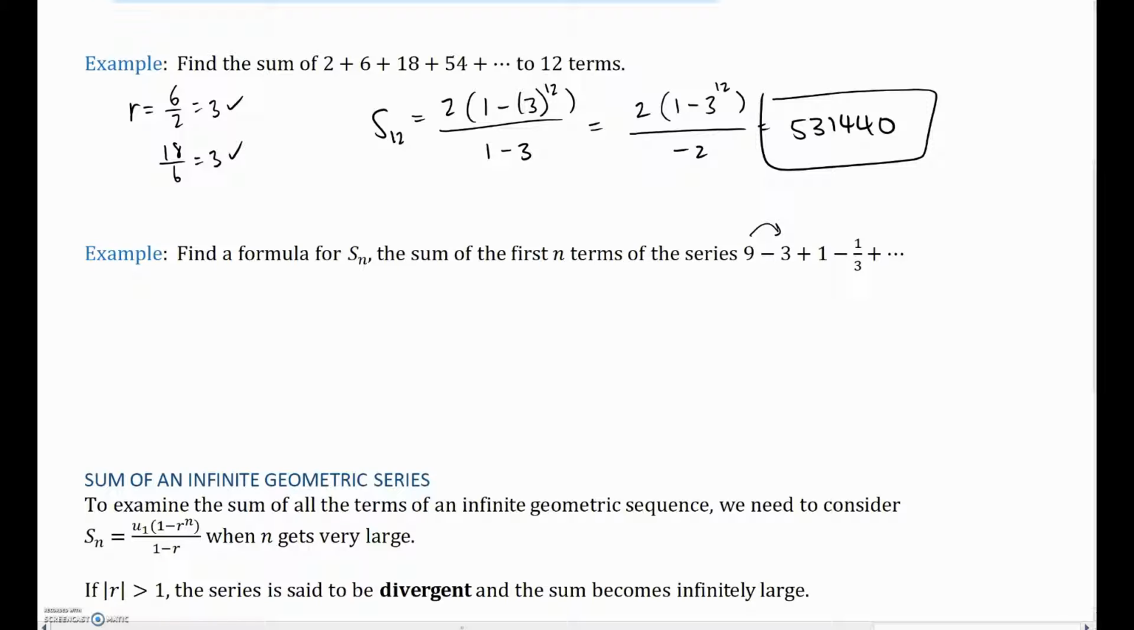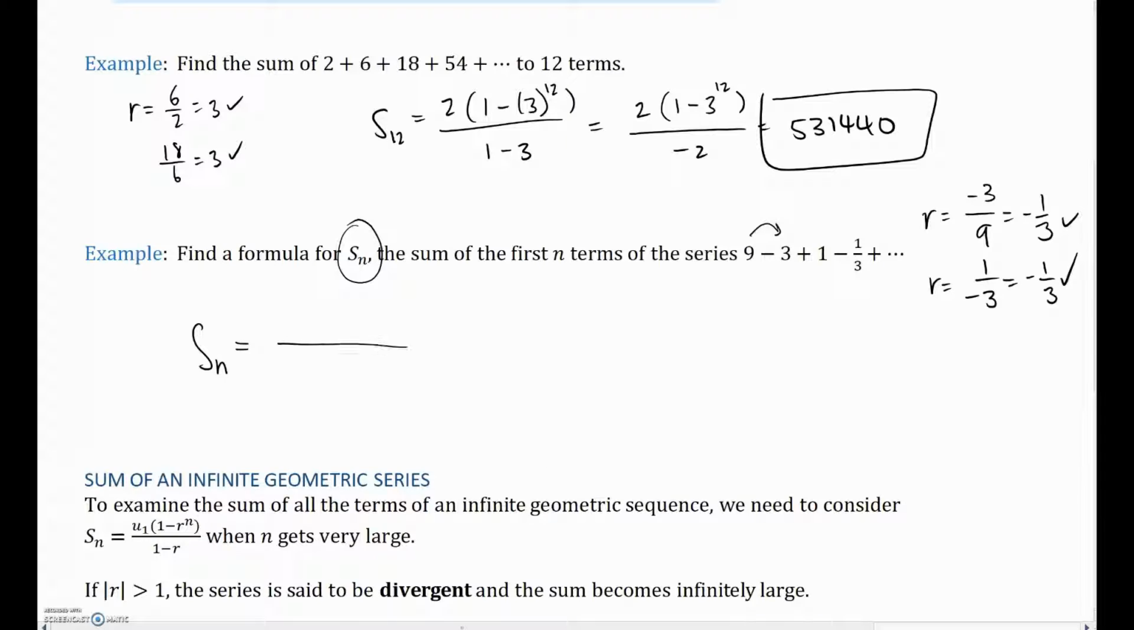If you're not sure, it looks like they're multiplying by negative 1/3, but I'm not sure, so I could do the second term divided by the first term, which is negative 1/3. I could do the third term divided by the second term, which is negative 1/3. It checks out. So I can see that we are definitely multiplying by negative 1/3. So if I want to find the nth formula, the sum of n terms, now they're not telling us n, so we're going to have to leave n in there.